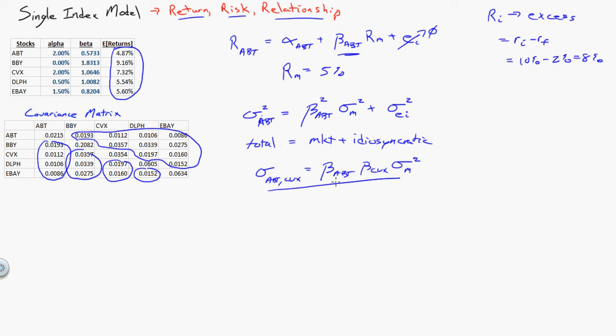And the advantage I have here is that this is not a backward-looking covariance, because I'm making the assumption that the market variance is stable.